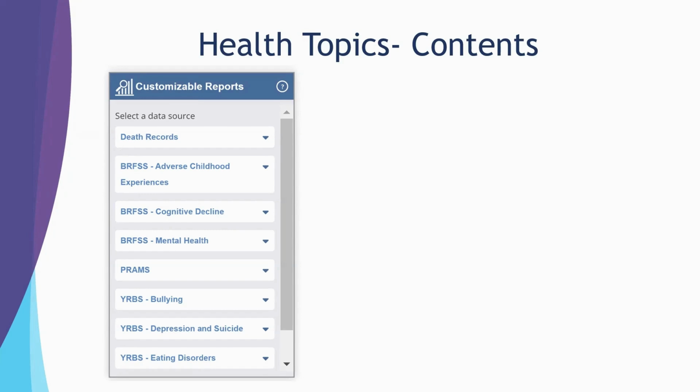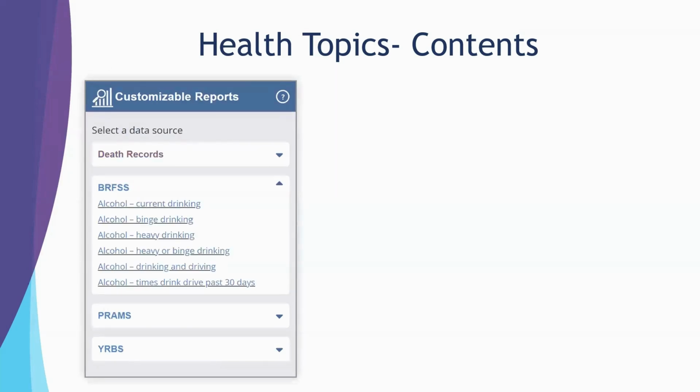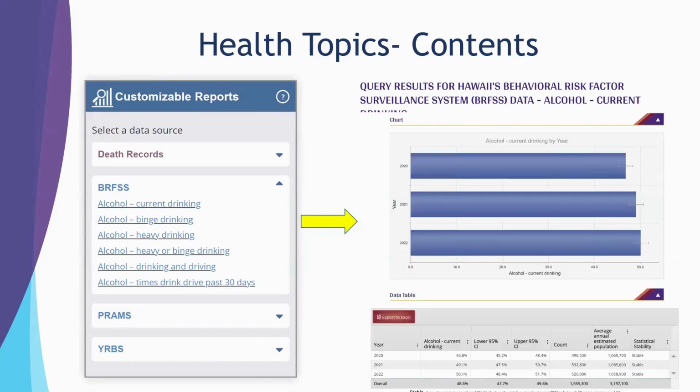And as you can see, the indicators have been categorized by topic area subtopics, such as adverse childhood experiences and cognitive decline. If you click on the arrow to the right of the category, the window expands to show you the specific indicators available for that category. After seeing all the response options for customizable reports, you can click on your indicator of interest and it will take you to a default report with the three most recent years of data. The data is displayed in both chart and table form.